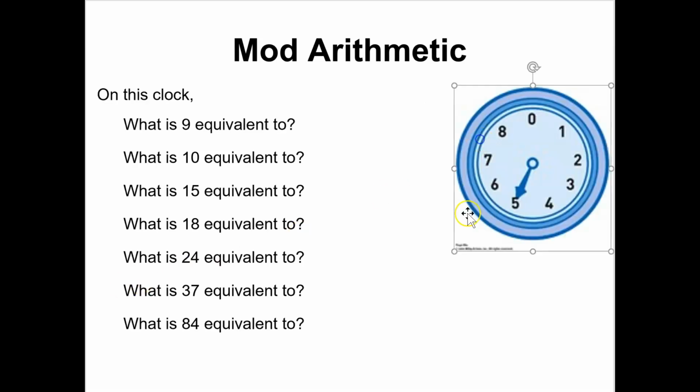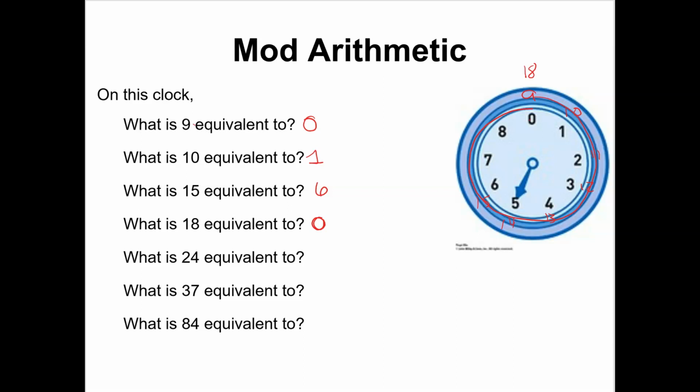So we'll keep the clock here and make sense of this. On this clock, what is 9 equivalent to? Let's go around the clock. 9 is equivalent to 0, right? What about 10? Well, 10 is equivalent to 1. 15, we did this: 11, 12, 13, 14, 15 is equivalent to 6. What about 18? I could count 16, 17, 18, but I could also see that 9 is equivalent to 0, so 18 is also going to be equivalent to 0. Those are multiples of each other.